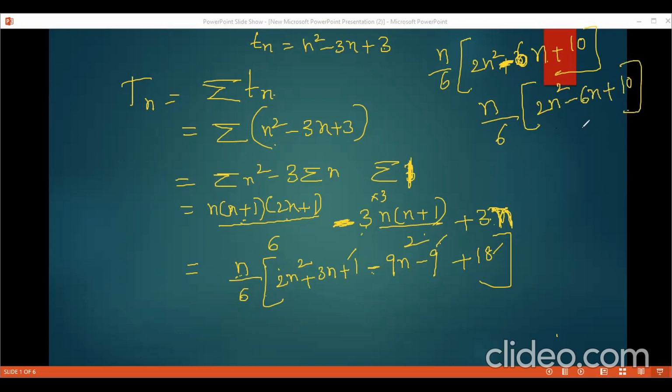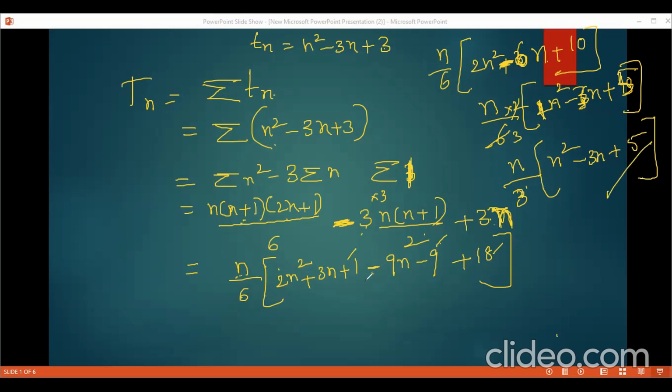Yes. So can we take 2 as common here? If you take 2 as common, then this 2 gone, this 3, and here 5, right? So n by 3 into n square minus 3n plus 5. Yes, this is the nth term of the AP. Understood? Yes, very good.